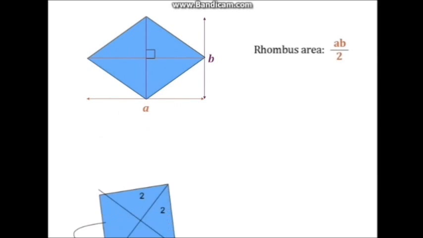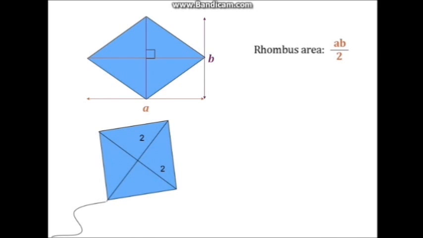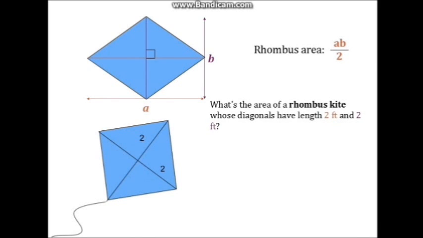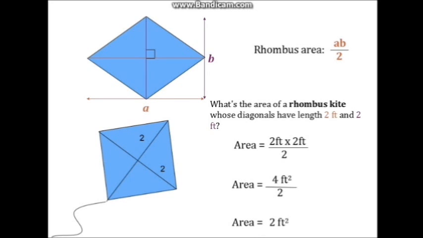Suppose you have a kite that's shaped like a rhombus. You measure the diagonals and you find that they have lengths of 2 feet and 2 feet. So what's the area of this rhombus? You multiply 2 and 2 and then divide it by 2 to get an answer of 2 square feet.